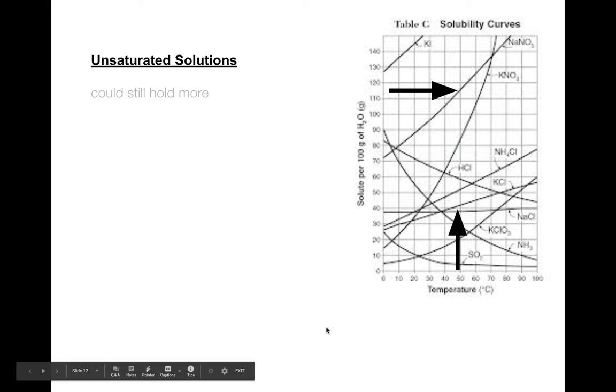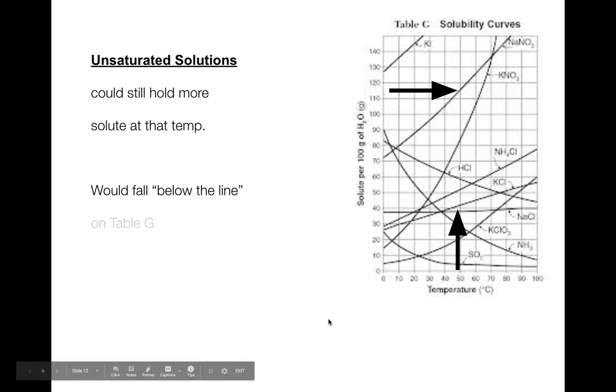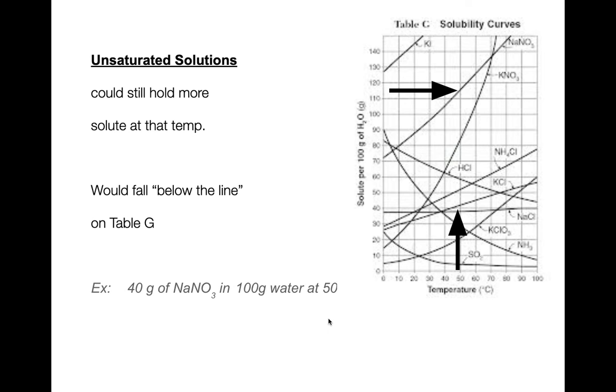Unsaturated solutions could still hold more. They're undersaturated, and they fall below the line. So for example, what if at 50 degrees, you only added 40 grams of NaNO3? Notice that's way below what it can normally hold. It normally can hold 116. 40 is way less. So that would be unsaturated.